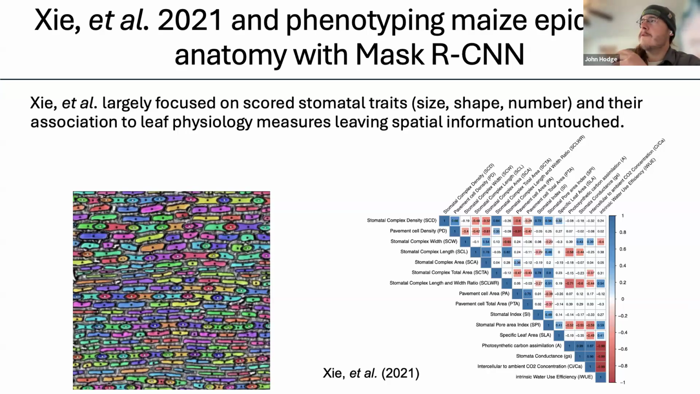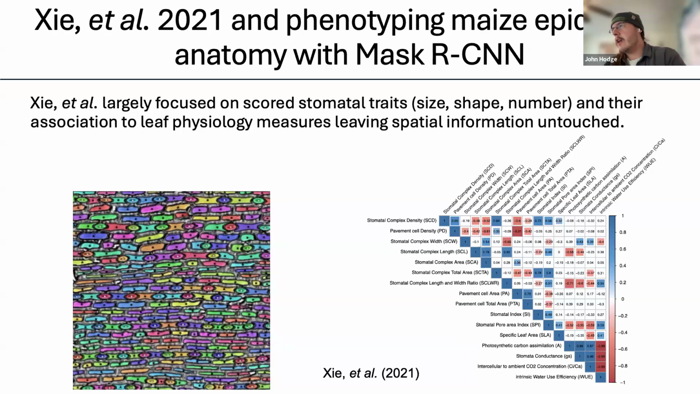So G et al. largely focused on the sort of scored traits that were easy to pull out of these masks, largely cell size, cell shape, cell number, and they were related back to leaf physiology measures. And so although we know that stomatal patterning has some really clear anchor points in developmental biology, that really wasn't touched.